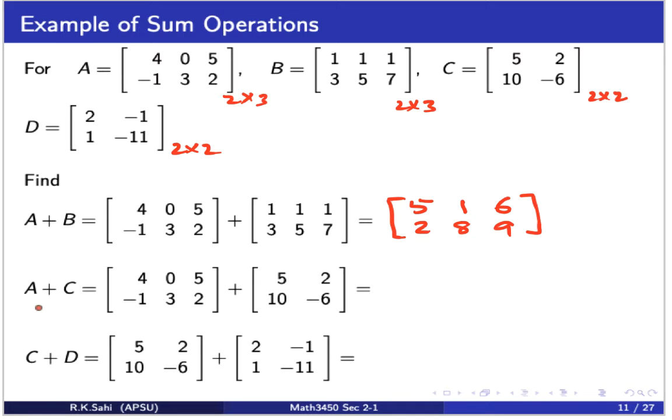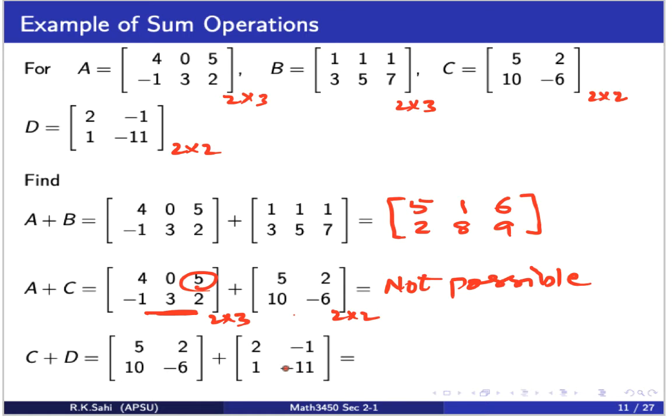Okay, let's look at A plus C. If I add 4 and 5, 0 and 2, but poor 5 has nowhere to go. So A plus C is not possible. Remember, the first important thing is the sizes have to be the same. I cannot add a 2 by 3 to a 2 by 2. So that's not possible.